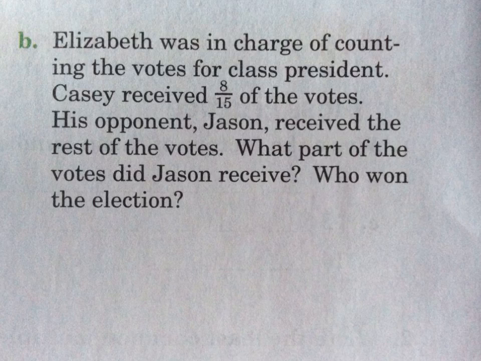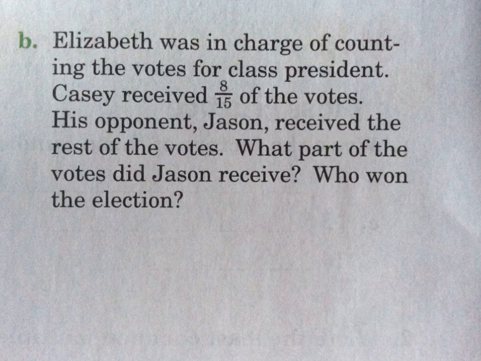B. Elizabeth was in charge of counting the votes for class president. Casey received 8/15 of the votes. His opponent Jason received the rest of the votes. What part of the votes did Jason receive, and who won the election?